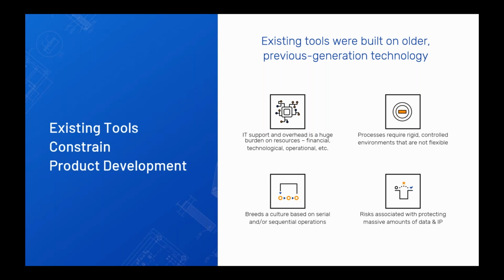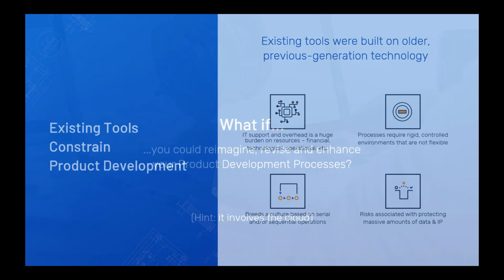The existing tools breed a culture of serial or sequential operations, where we do something, hand it to somebody else, they do something, and we hand that to somebody else, and then they do something. Here in this cloud-based environment, we can work collaboratively with other users, as you saw in the demonstration. These processes are really rigid and controlled and not very flexible, so we have a lot of flexibility working with this tool. And then we don't risk losing our IP data by sending files from one user to another, or to our suppliers or customers or what have you, right?